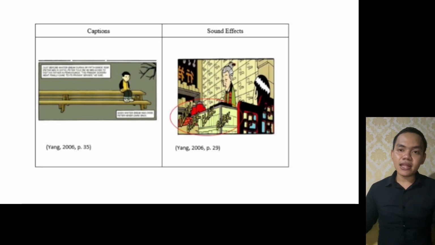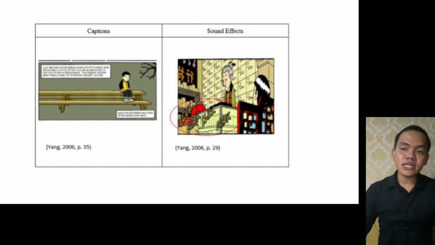And the other element is the caption. Captions consist of something to deliver the story, but it doesn't mean that the character is talking. It means that the caption shows the background or the situation or the stage of the story, but it doesn't show the characters acting or speaking or something like that.